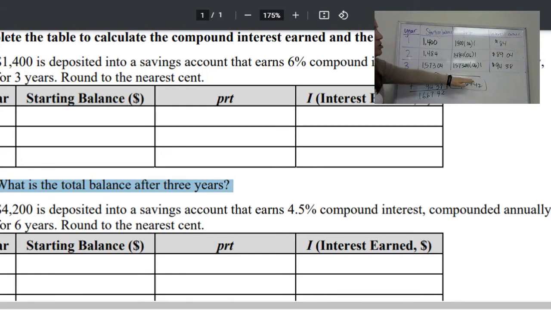So in 3 years, just having your money sit in a bank with 6% interest, you're going to earn $94.38. Life skills, guys. You've got to have these skills.